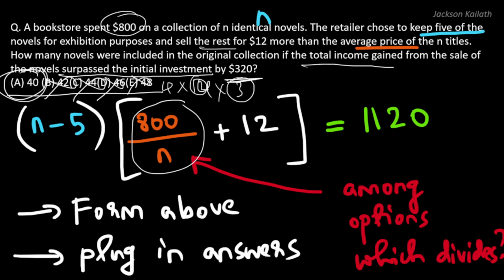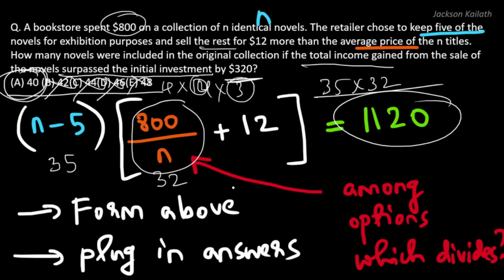And then if you take a look at 40, n minus 5 will become 35, and 800 by 40 is 20. 20 plus 12 is 32. Now if you do 35 into 32, you can just quickly multiply and see, you will get 1120. So the correct answer to this question is option A.